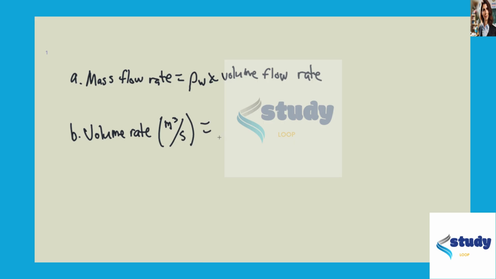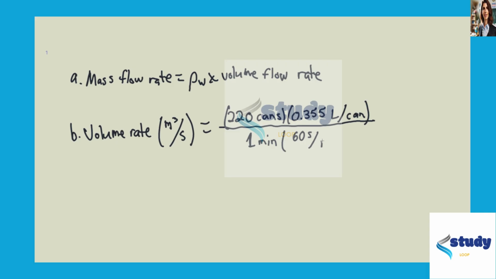They're helping us out in the sense that they're telling us that they're filling 220 cans, and it's 0.355 liters per can. And this is happening every 1 minute, and of course, in every minute, there are 60 seconds. So from this, we can say that the volume flow rate is going to be 1.30 liters per second.